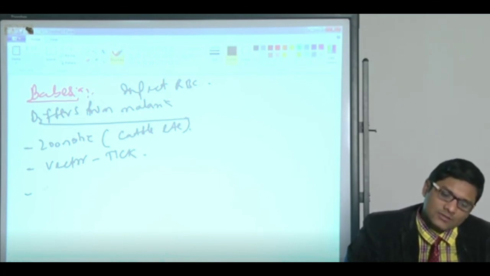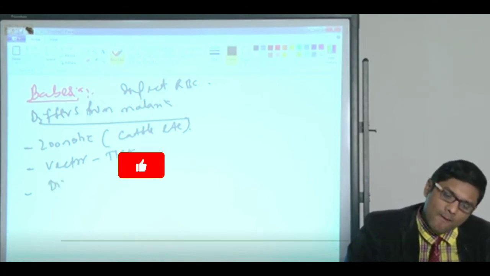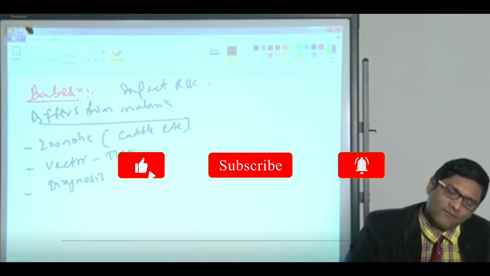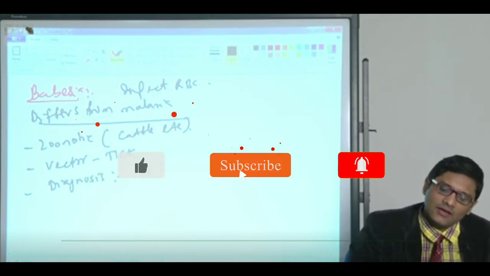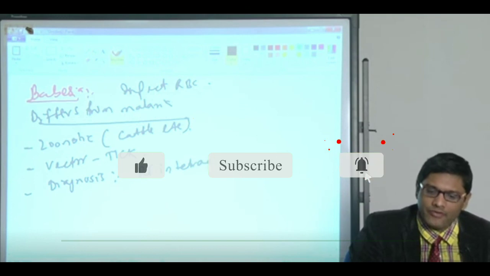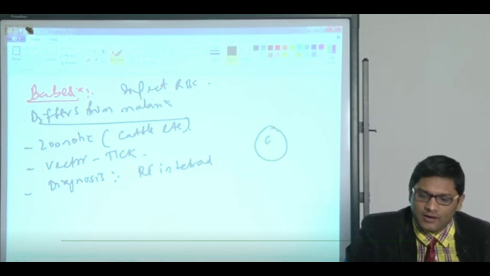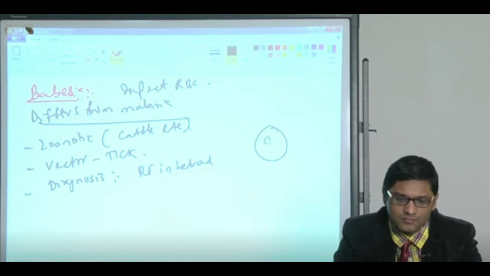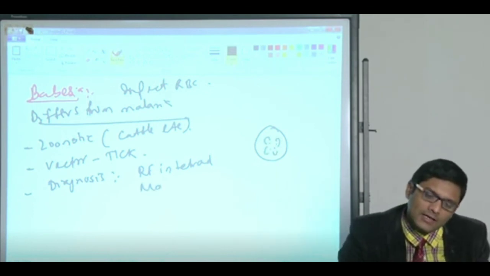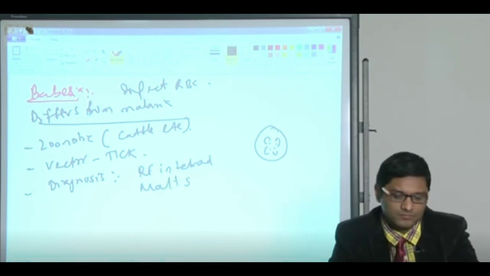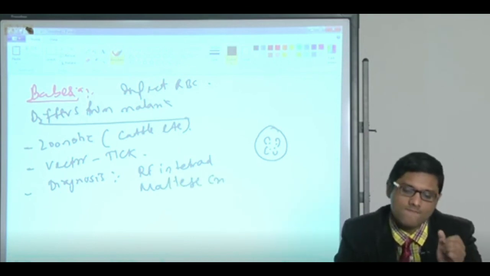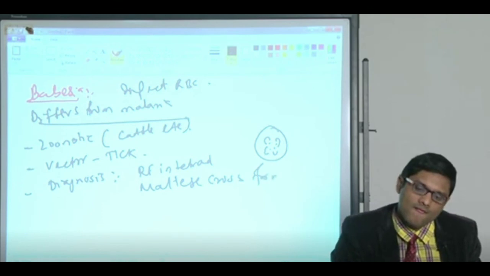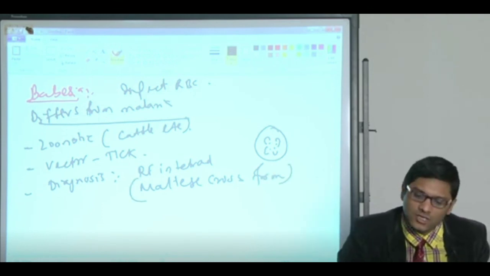And regarding the diagnosis, ring forms are arranged in tetrad. Inside the RBC, a tetrad of ring forms will be present. This is called the Maltese cross form. Maltese cross form.